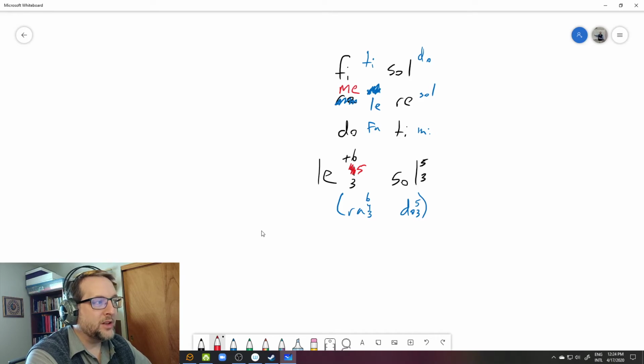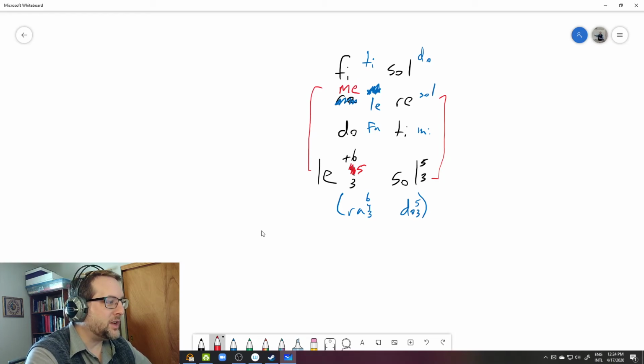Do you see it? Lay to may. That's a perfect fifth. Sol to re. That's a perfect fifth. Oh, we created parallel fifths, and that's what happens. We've got to watch out for this augmented 6 chord that has the 5 in it.